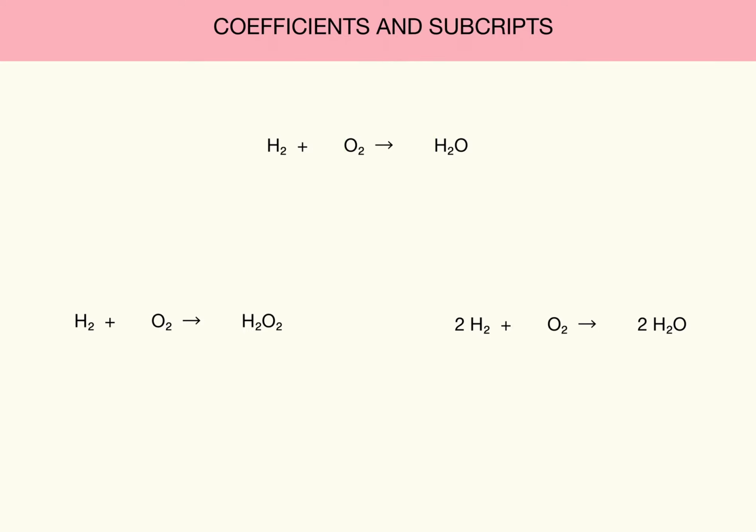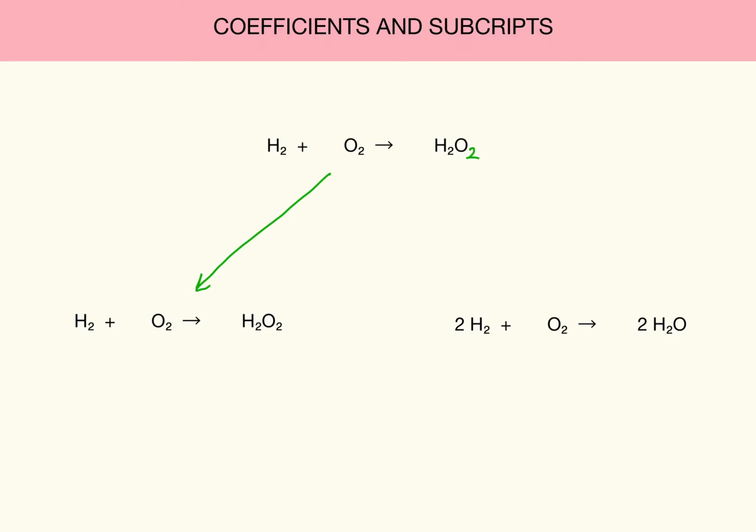So let's look at that by way of example. First, showing you what you should not do. If you're trying to balance this chemical equation, it's true you could balance it by changing a subscript. And indeed, H2 plus O2 does give you H2O2. That's a balanced chemical equation.